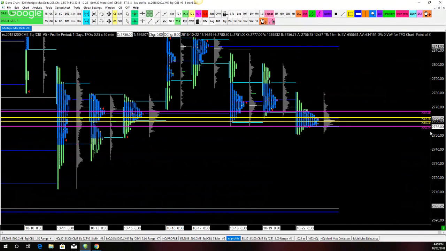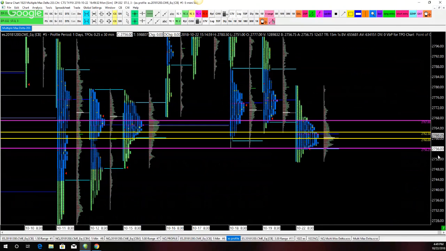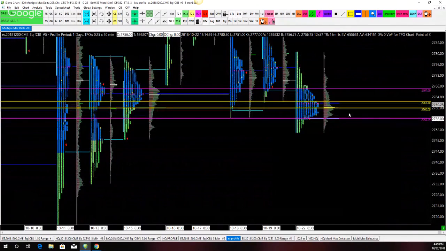I have a couple of questions when we open up in Asia, and those will be the same questions when we get to Europe, and they'll be the same questions when we get to the U.S. session. Number one, are we trading above or below value area low? My first question. Trading below value area low, which is right where we closed.